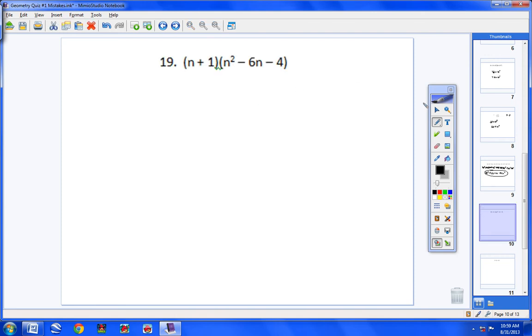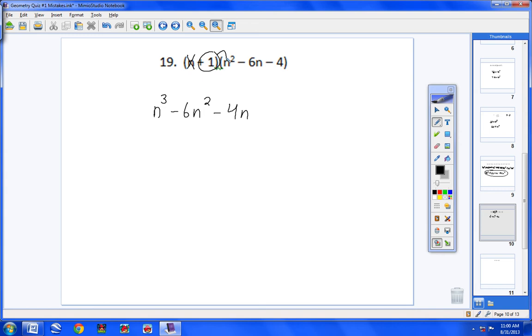All right, number 19. Now notice here the two parentheses are side by side, so they're multiplying. There's no plus or minus sign right here between the two parentheses. That's what I mean by that. They're multiplying. So this n gets multiplied by all three terms. So n times n squared is n cubed. N times negative 6n is negative 6n squared. And n times negative 4 is negative 4n. There, I'm done with that.